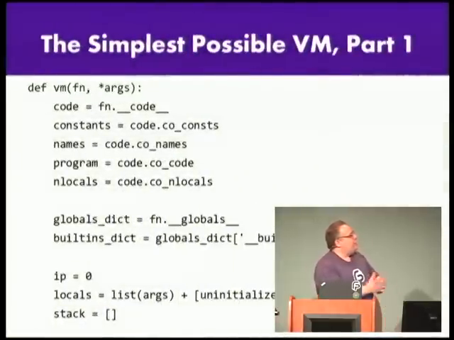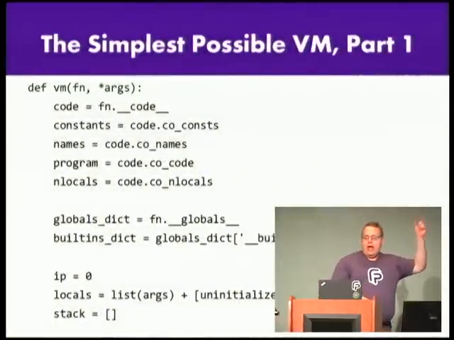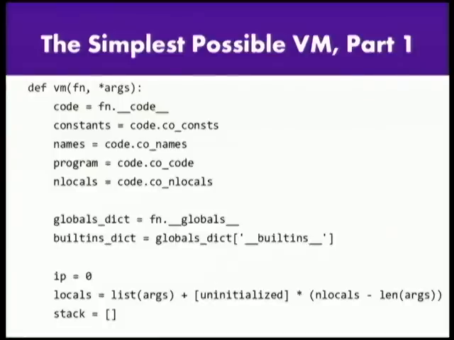Here we go. Def VM takes the callable object and star args. That's the argument array. I pull out 5 things that I need: the code object, the constants table, the names table, that's for globals, the program, that's the bytecode, and the number of local variables for each call. I pull out the globals dict and the built-ins dict. That's how I can look up globals and built-ins.